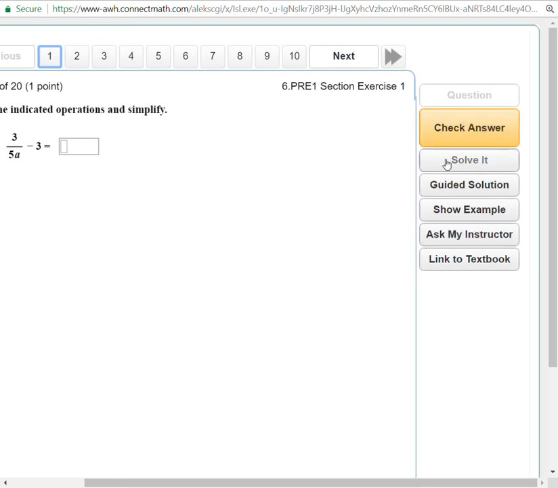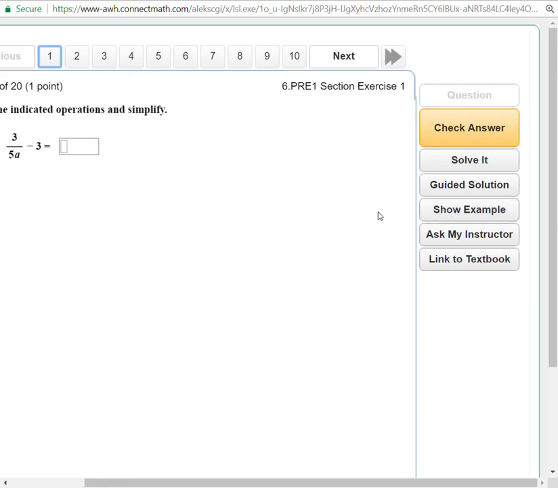Solve it is going to show you all of the steps at one time that are necessary in order to solve this problem. And then guided solution is going to march you through a step-by-step process where it's only showing you and prompting you for part of the intermediate solutions necessary in order to solve the entire problem.